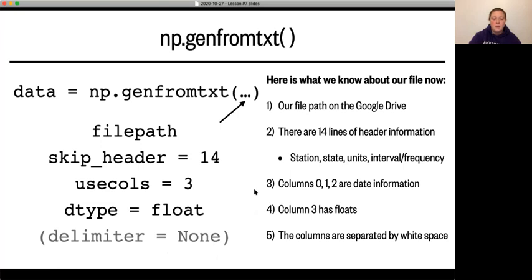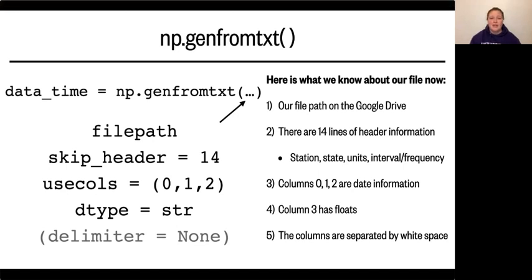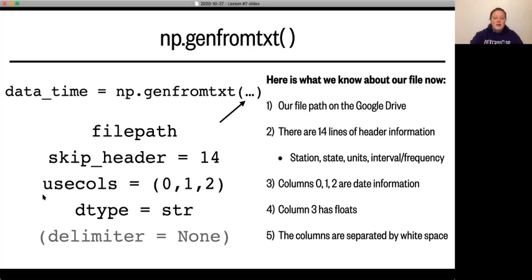And now we have to create the one for our columns 0, 1, and 2, our date information. And we're going to load those as strings because note that they're not datetime objects. They're just sort of date information. And we can later turn them into datetime objects using some of the stuff we learned in the last lesson. And notice that for our usecols, we're feeding it a tuple here. So we have a 0, 1, and 2, and that's surrounded by parentheses.